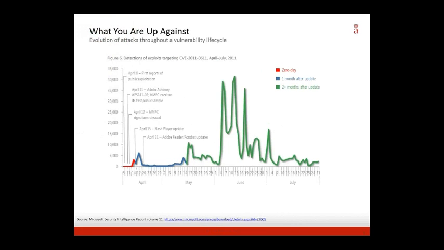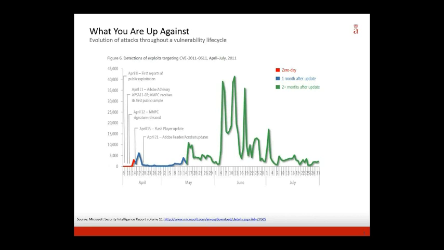What I've got here is a graphic from the Microsoft Security Intelligence Report. Across the x-axis is a period of time, and on the y-axis is the number of detected exploits targeting this particular vulnerability. At the beginning of this timeline is the first report of public exploitation, the first instance of something being detected that is trying to exploit this vulnerability.